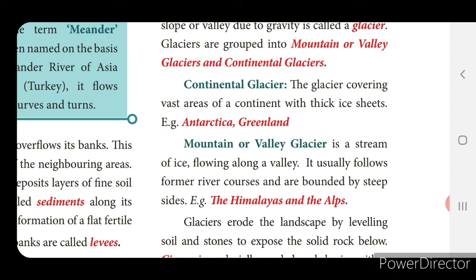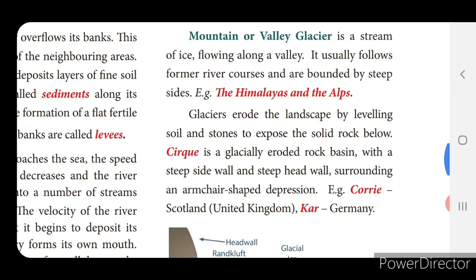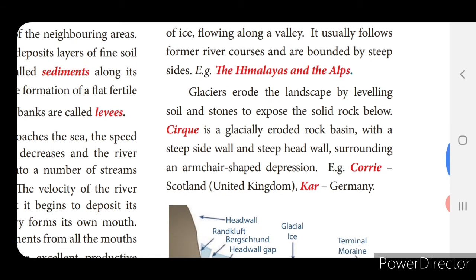Glaciers erode the landscape. Just as river water erodes the land, water in the form of ice also erodes the landform. Glaciers erode the landscape by leveling soils and stones to expose the solid rock below. Cirque is an important landform formed by the erosion of a glacier.